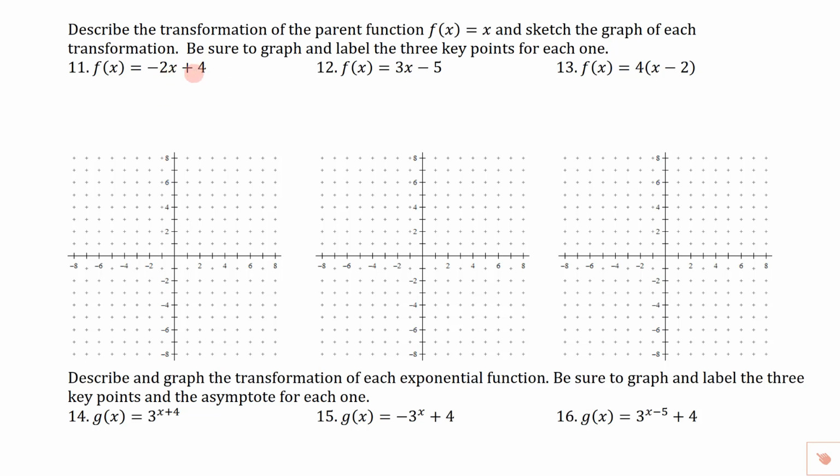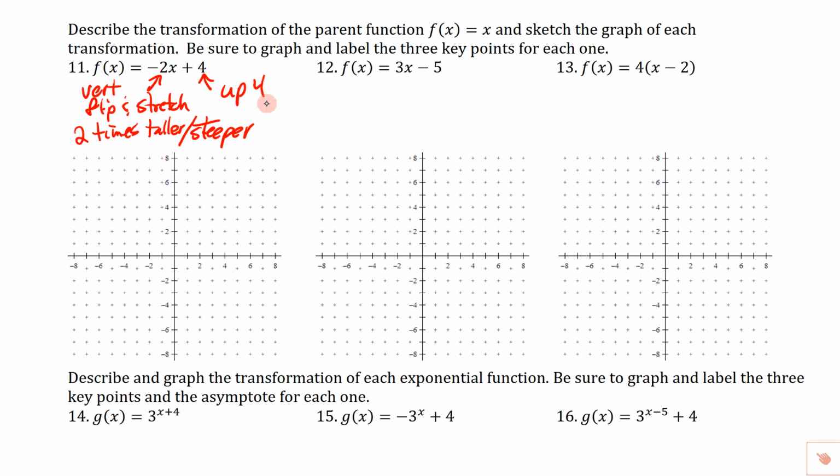We don't have any sets of parentheses, so these are both vertical changes. This is a vertical flip and stretch. Vertical flip and stretch because we've multiplied it by 2. This is going to be twice as steep, 2 times taller, steeper. Okay, and then this is just going to move it up 4 units.